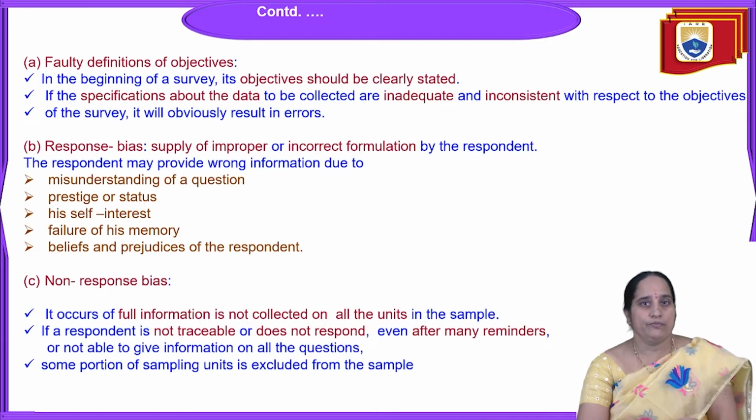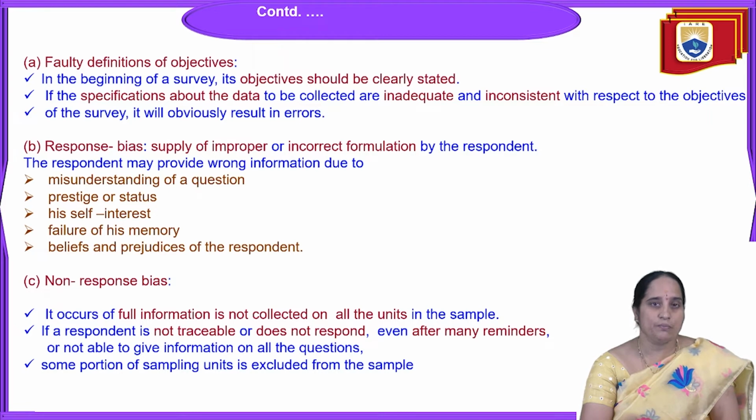First, let us discuss faulty definitions of objectives. In the beginning of any survey, first of all, we need to formulate the objectives. These objectives should be clearly stated. If you know the purpose of doing the study, only then are we able to decide how to collect the samples, whether you have to go with a sample survey or with a population or census survey.